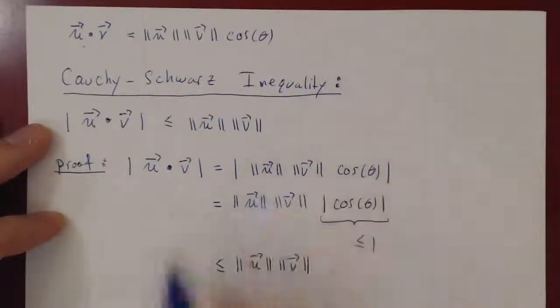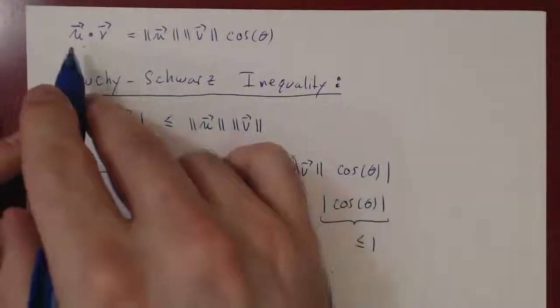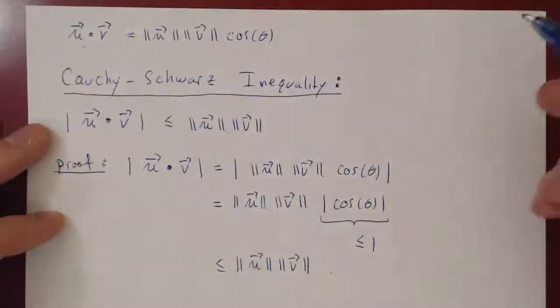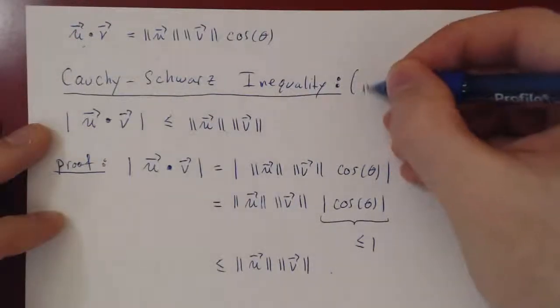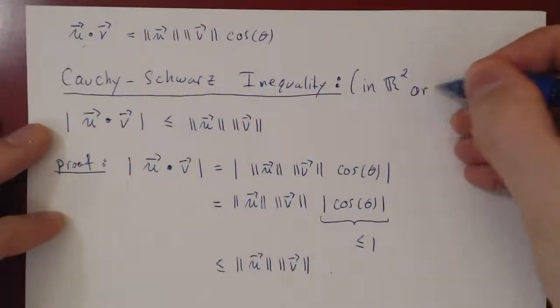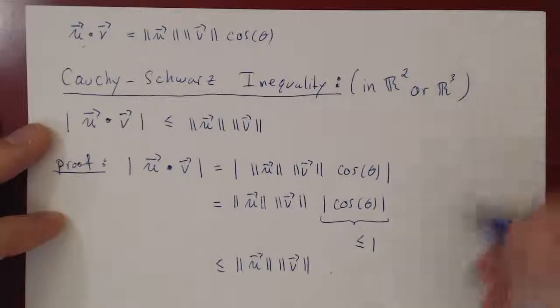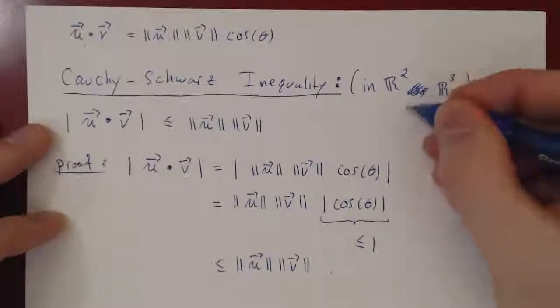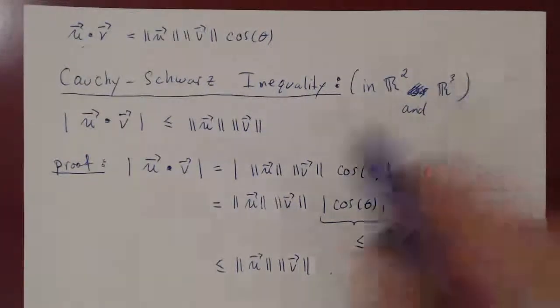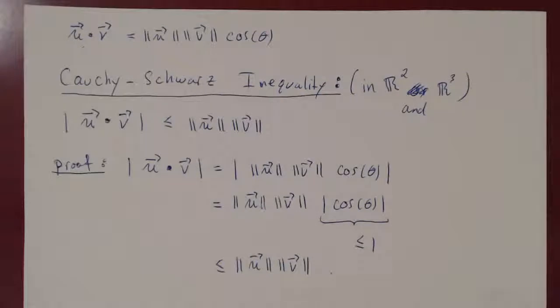And right now, all we have is that this is true, but it depended on this equality being true, and we only have this equality for vectors right now in R2 or R3. So this is worth mentioning. In R2 and R3, if you have a vector with 2 or 3 components, the inequality is valid. As we will show later, the inequality is still valid no matter how many components your vectors may have.